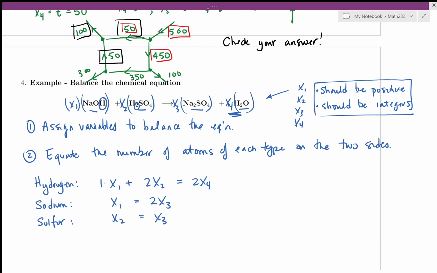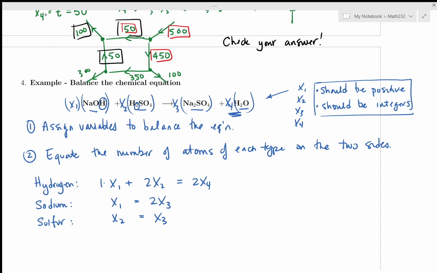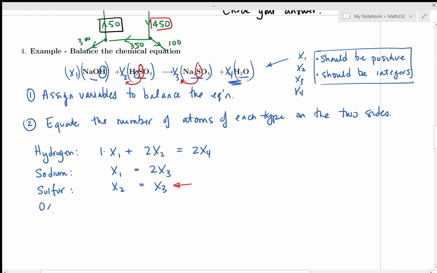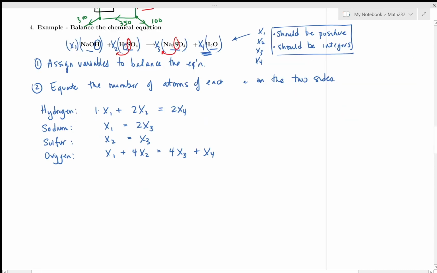Okay, just stopping there to indicate again what I'm doing. I'm seeing here there's one sulfur, and here there's one sulfur. This sulfur is multiplied by x2. This sulfur is multiplied by x3. That gives me this right here. And then oxygen. So that was going to be x1 plus 4x2 equals 4x3 plus x4.